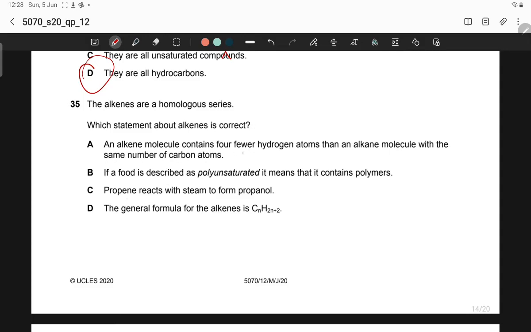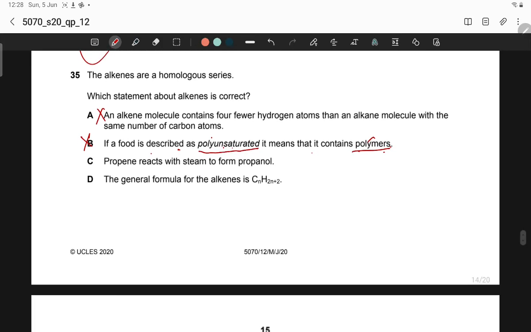An alkane molecule contains 4 fewer hydrogen atoms than an alkene molecule with the same number of carbon atoms. No, this is not correct. If a food is described as polyunsaturated, it means that it contains polymer, not polymer, polymer means many molecules and polyunsaturated means hydrocarbon contains many double bonds. So this is incorrect. Propene reacts with steam to form propanol. Yes, this is the correct option. CnH2n+2 is not the general formula for alkene.